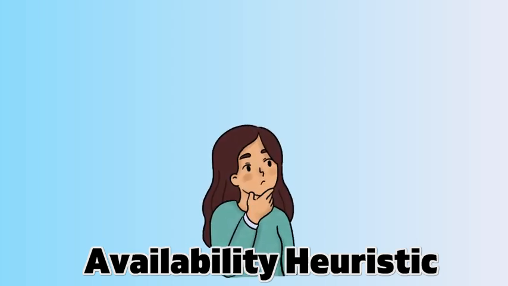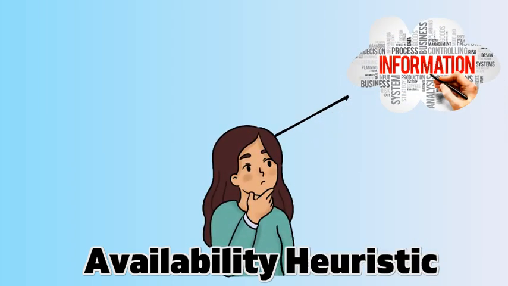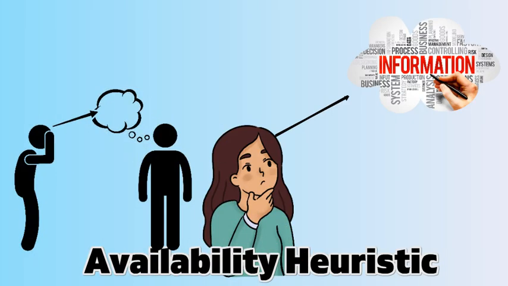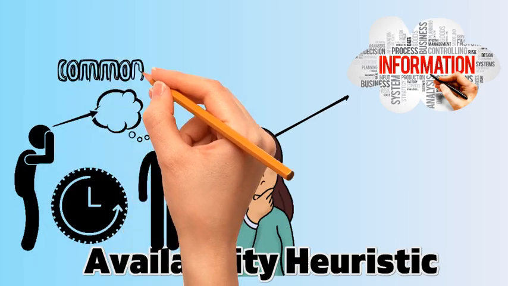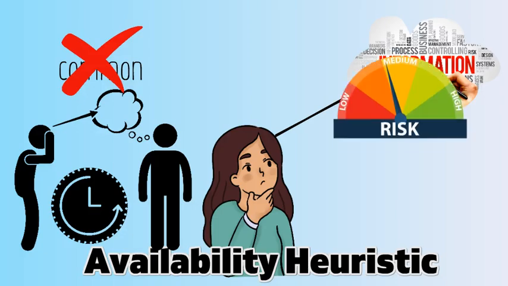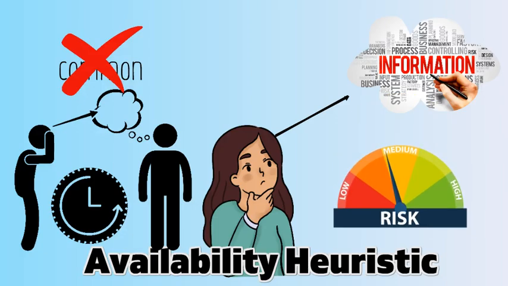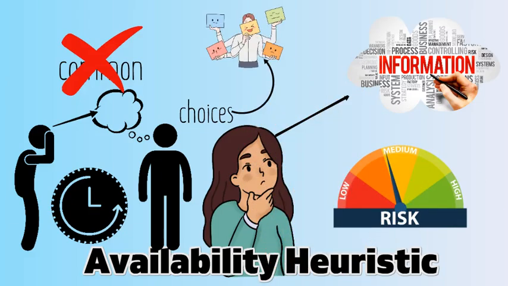Availability heuristic. The availability heuristic is when we think something is more likely to happen just because it's easier to remember. So if something stands out in our minds or happened recently, we tend to think it's more common, even if it's not. This can make us think some things are more risky than they really are, or we might make choices based on stories that made us feel strong emotions, even if those stories don't happen a lot in reality.